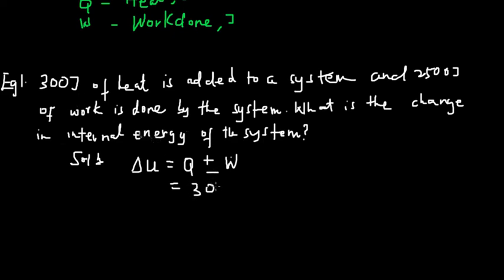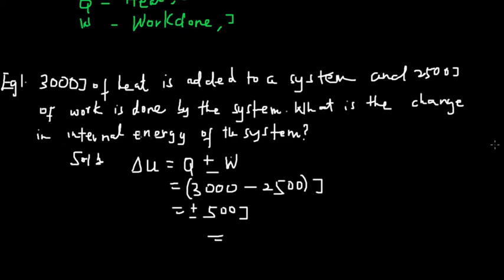So we have 3000 joules, and then we have 2500 joules of work done by the system. So that's negative. We have 2500, all in joules. So what will be the final answer for change in internal energy? Our final answer for change in internal energy will be 500 joules. It means that we have a positive internal energy.